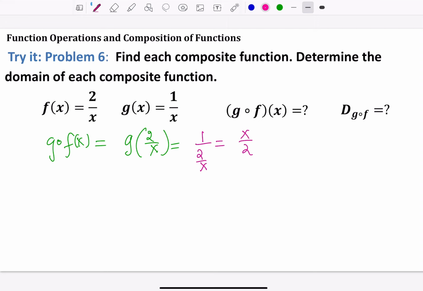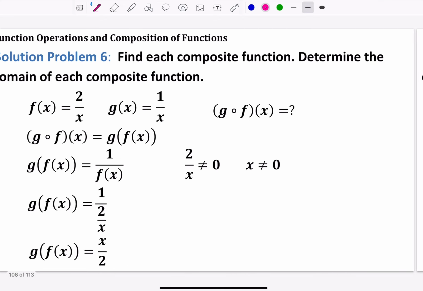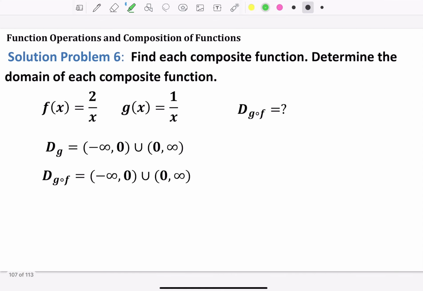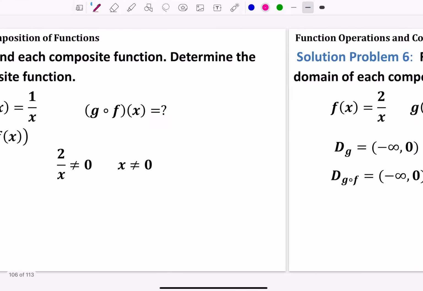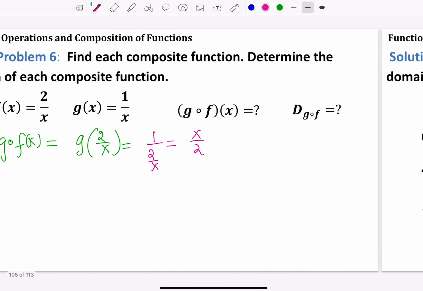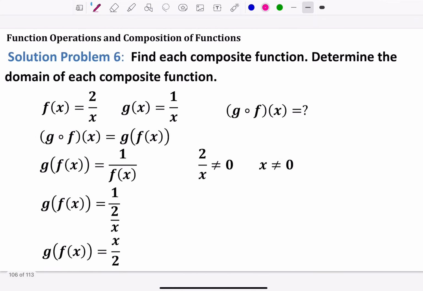What would be the domain for this function? All values that are in the domain of the inner function, as long as they also don't make g of f undefined. So for this one, the g of f function is 2 over x over 2.